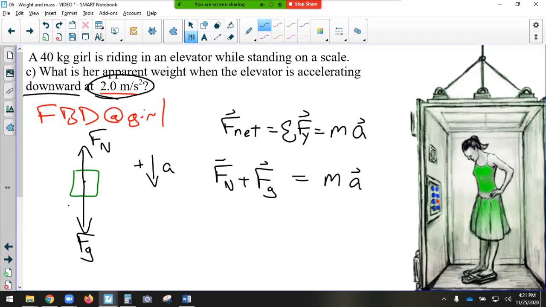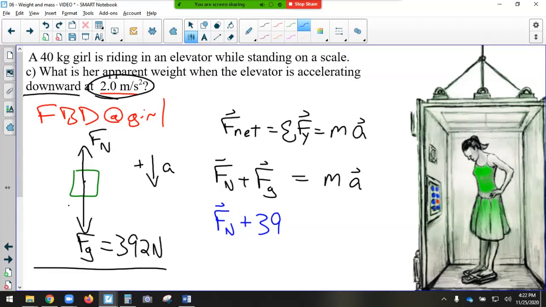I saw her weight previously on the last page, and I said it was 392 newtons, so that's going to remain the same. But my normal force is different. In this context, my normal force stays as is. I am going down, so it's now a positive 392 newtons.